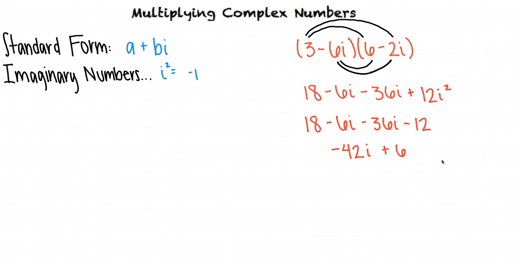That's great work, but we have one more step. Oh, right. We need to put it in standard form with the imaginary term written last. So our final answer is 6 minus 42i.